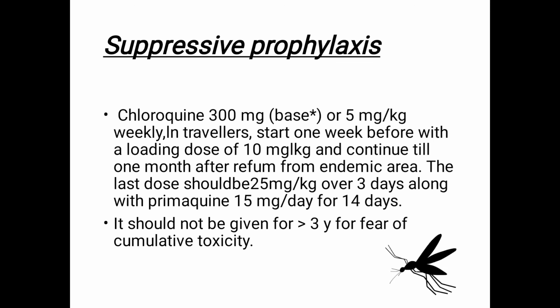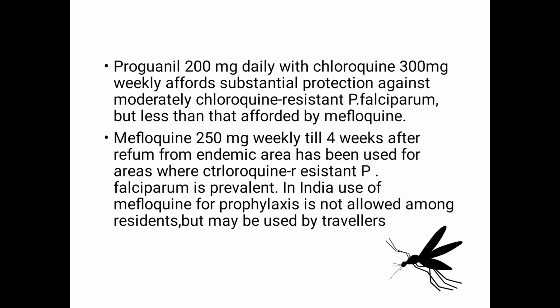The last dose should be 25 mg per kg over 3 days along with primaquine 15 mg per day for 14 days. And remember that it should not be given to those who are above 3 years for fear of cumulative toxicity. So we should take care when administering chloroquine in those who are above 3 years. Proguanil can also be used in a dose of 200 mg daily with chloroquine.